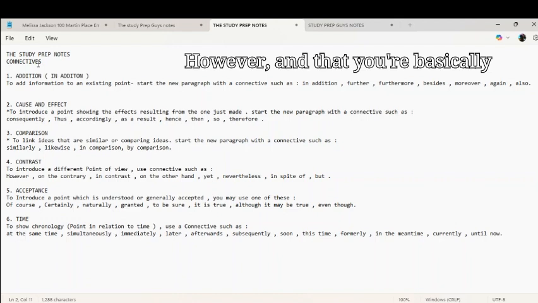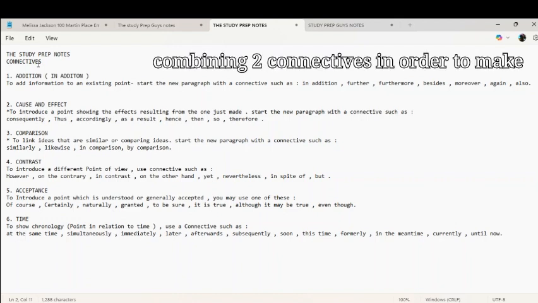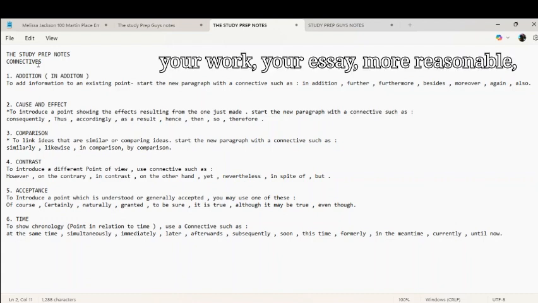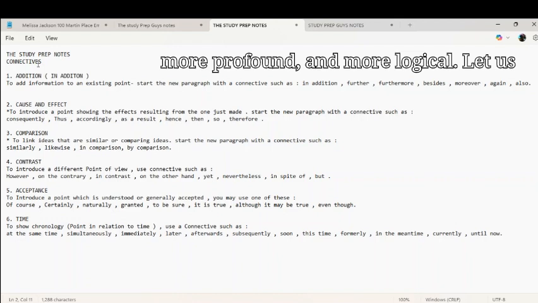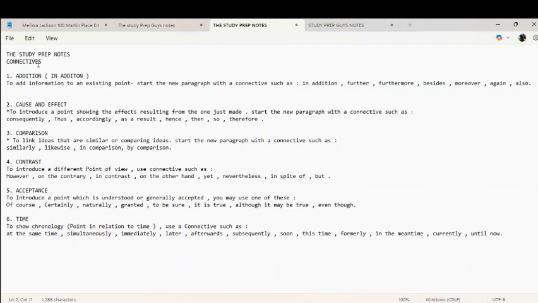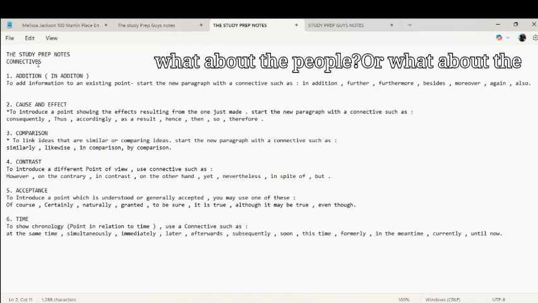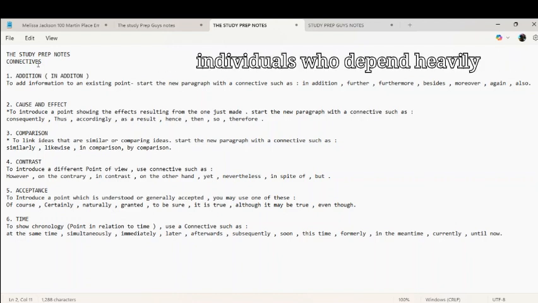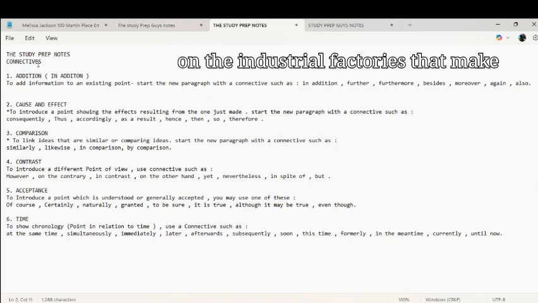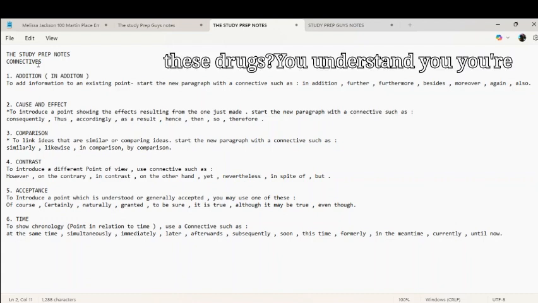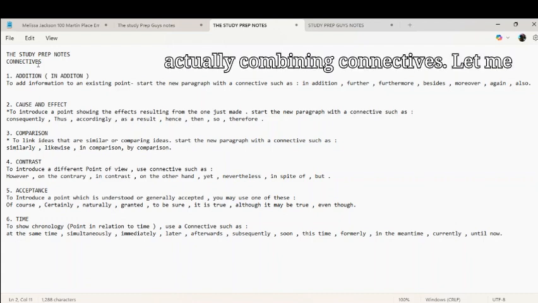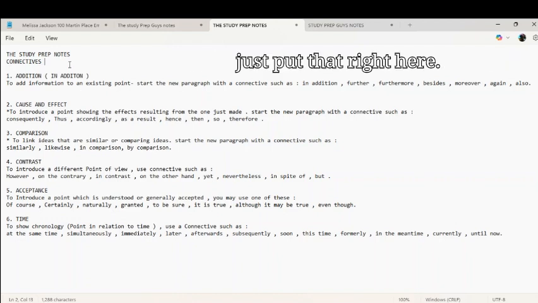However, you're basically combining two connectives in order to make your essay more reasonable, more profound, and more logical. Let us make a full statement now. Of course, smoking is bad. However, what about the individuals who depend heavily on the industrial factories that make these drugs? You understand? You're actually combining connectives.